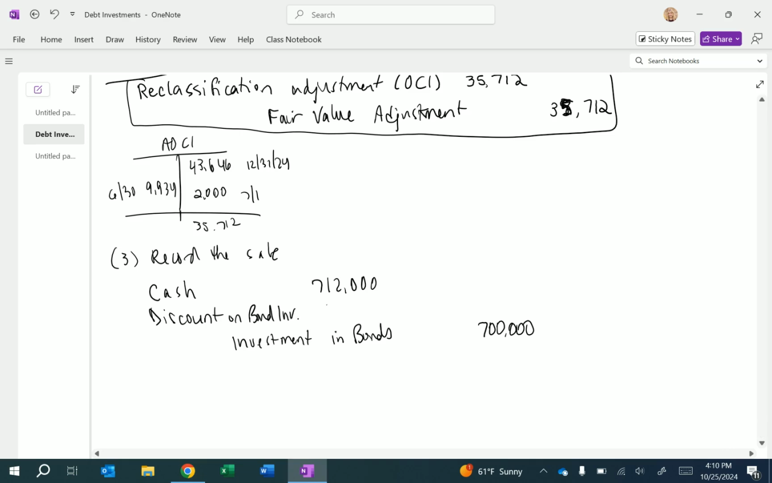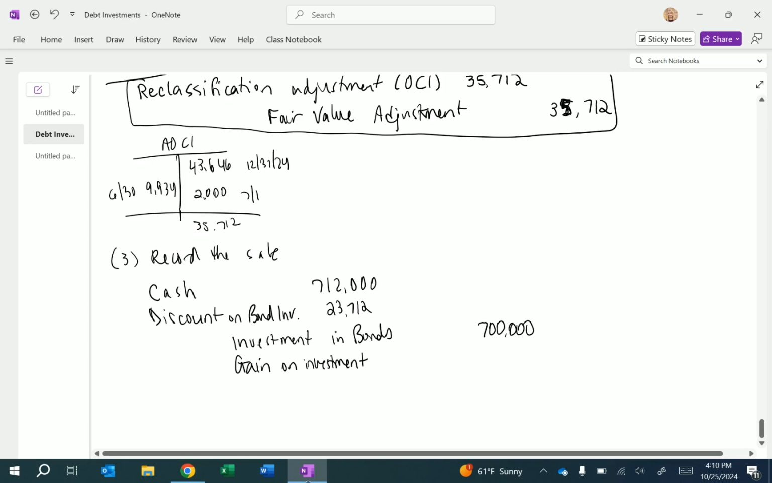So what we have is this part of the reclassification. We're going to record the gain on investment and we're going to put it directly into net income. So we're taking it out of other comprehensive income, out of accumulated other comprehensive income. And we're recognizing the full gain in net income because we've just sold it.